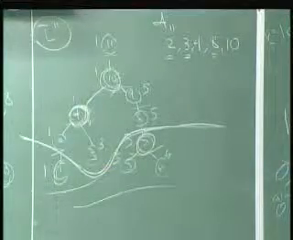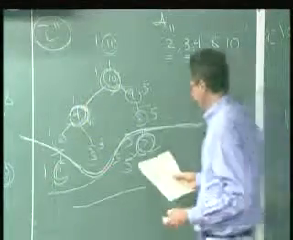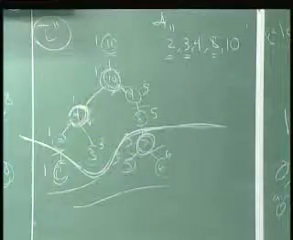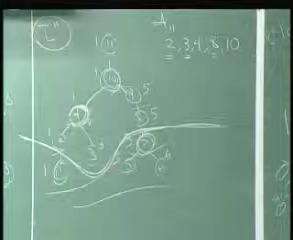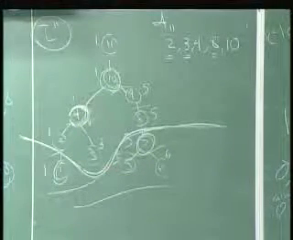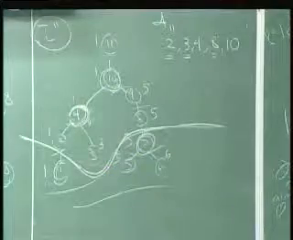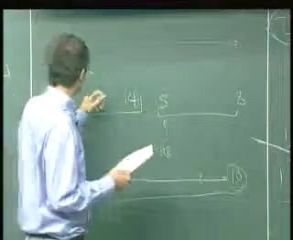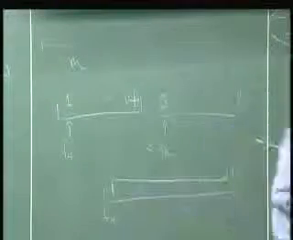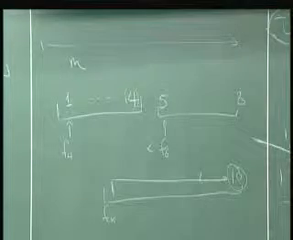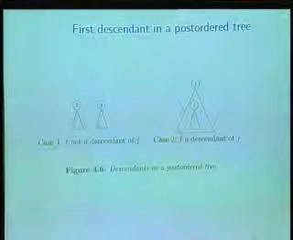So to find this, we need to keep track of the largest first descendant seen so far. So I'm going to keep track of a number m, which is the largest first descendant seen so far. And with this information, that's going to tell us whether or not this node is a leaf or not.